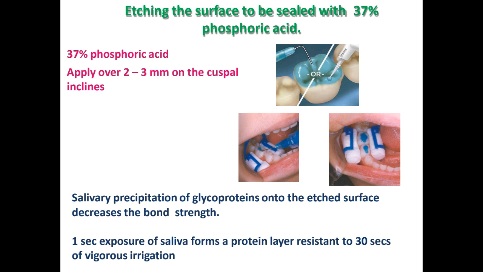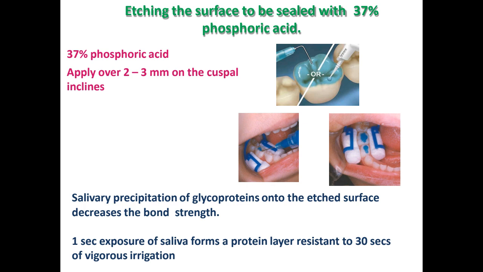Now, once you etch the tooth, if there is salivary contamination, what exactly happens? The salivary precipitation of glycoproteins onto the etched surface decreases the bond strength of the sealant. If there is even 1 second of exposure of saliva on the tooth surface after etching, it forms a protein layer which is resistant to 30 seconds of vigorous irrigation.